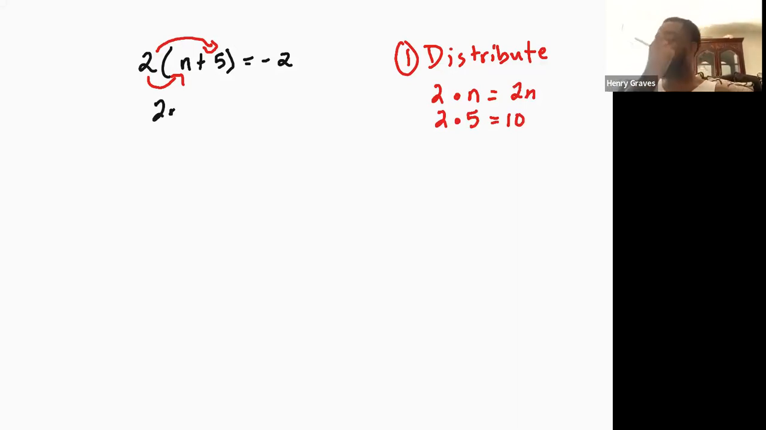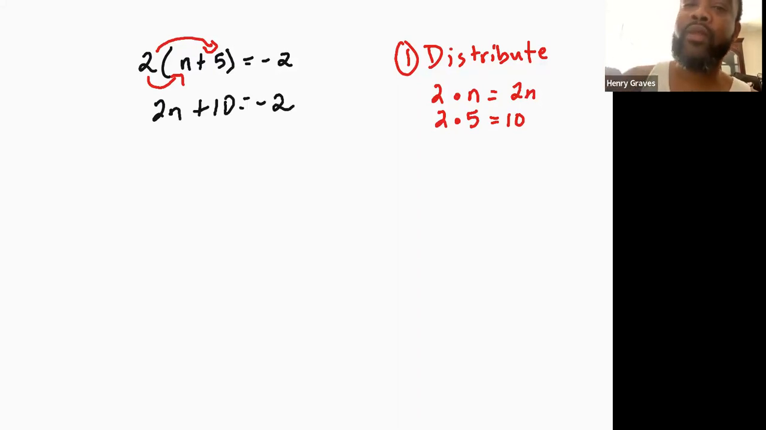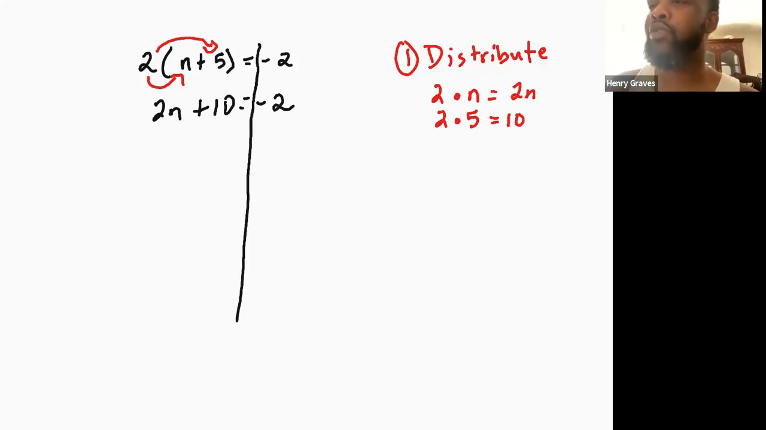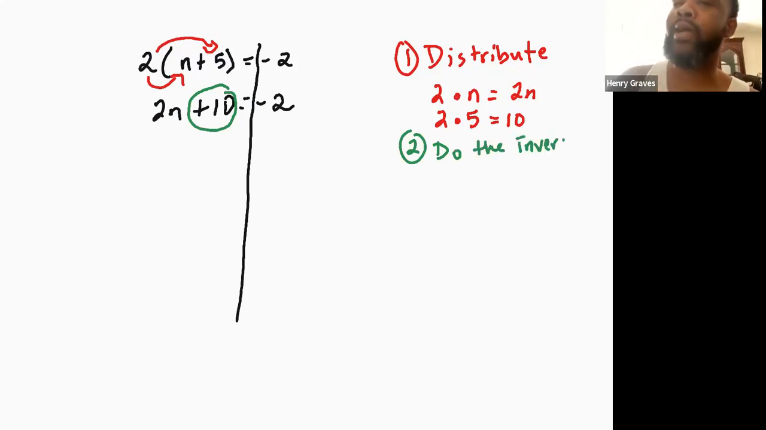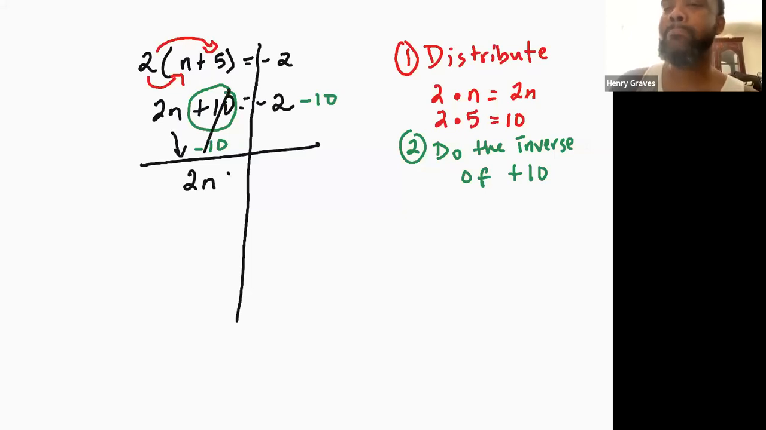And I'm going to show you another way to solve this one. It's actually not as bad as they say it is. Now I'm going to focus on this right here. So my second step is I'm going to do the inverse of plus 10, which is minus 10 on both sides. So when I do that, this goes away. So 2n is going to equal -2 minus 10, which is -12, right?